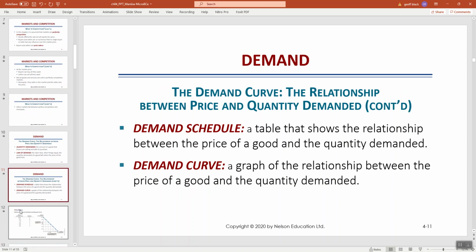So let's look at that. Well, in a second, we're going to look at that graphically. So the way we have a demand curve, especially in micro, is we look at a demand schedule. A demand schedule is just simply a table that shows the relationship between the price of a good and the quantity demanded. Okay? And remember, it's an inverse relationship. Think about it. If the price goes up, quantity demanded goes down. If the price goes down, quantity demanded goes up. Okay? So maybe just pencil that out.